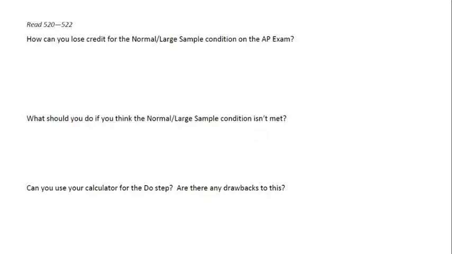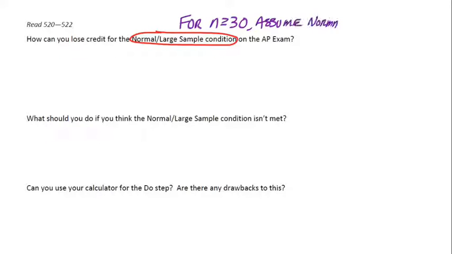Okay, the first part here says, how can you lose credit for the normal/large sample condition on the AP exam? Well, if the sample's bigger than 30, you're probably not going to lose credit because you can just say, we can assume normality by the central limit theorem, or CLT. We learned that last chapter. So large sample, if it's over 30, it's pretty much automatic.